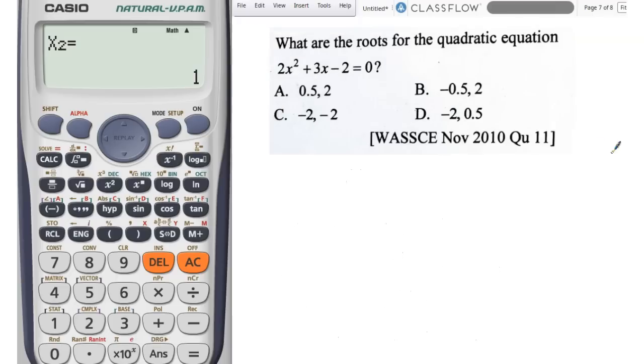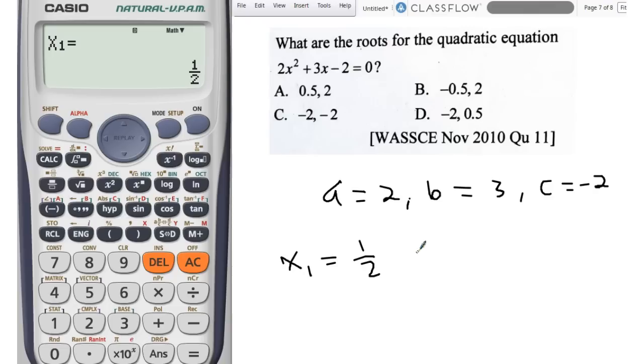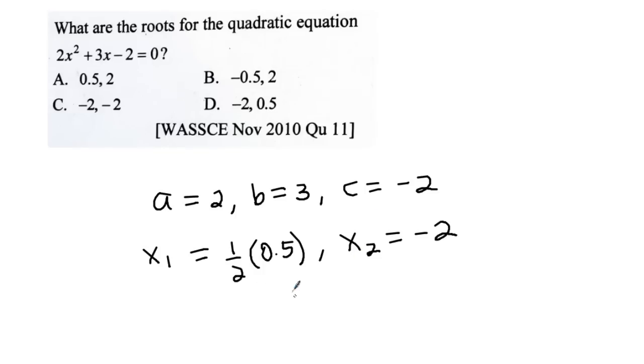Pause, solve it, both with the calculator and without a calculator to see. Your A is 2, your B is 3, and your C is -2. So you enter the new numbers, 2, 3, and -2. And your first solution gives you 1 on 2, which is half. And your solution 2 gives you -2. With all that information, the least one first, so option D.